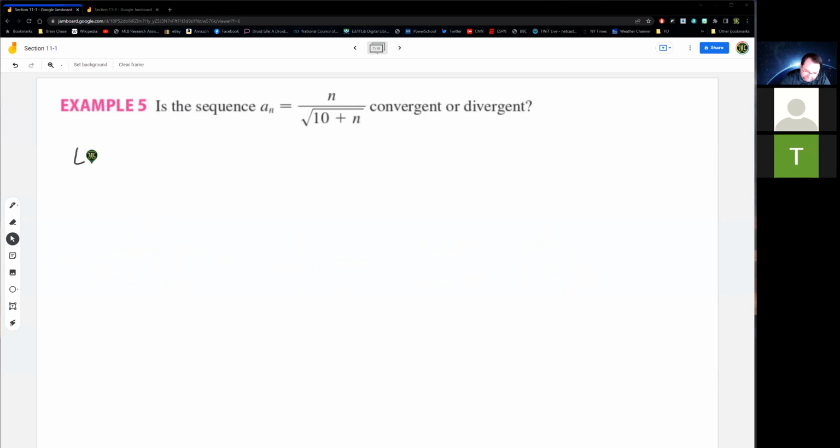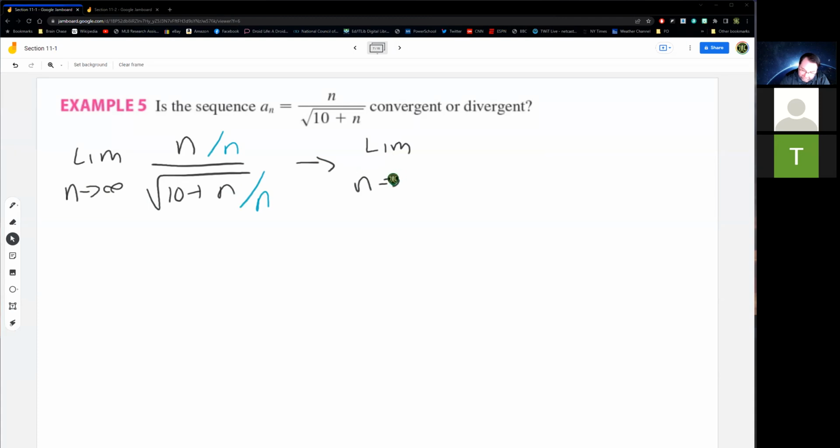So if I took the limit as n goes to infinity of n over the square root of 10 plus n. So we're going to do the exact same thing that I did in the last problem. I'm going to divide the top and the bottom by n. So my top becomes 1. And now if I have the square root of 10 plus n over n, what happens when I put that n, now that n is outside of my square root, if I'm going to put it inside the square root, what's going to happen to it?